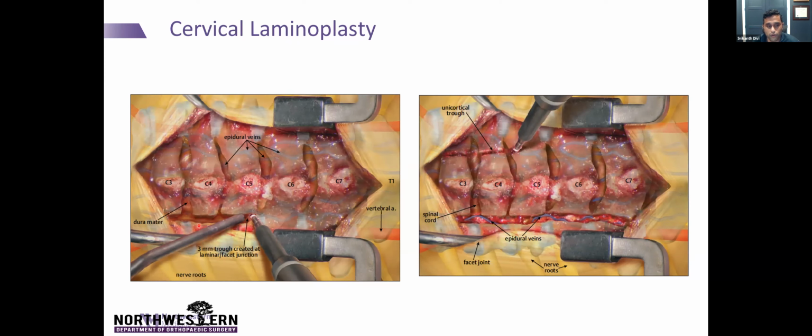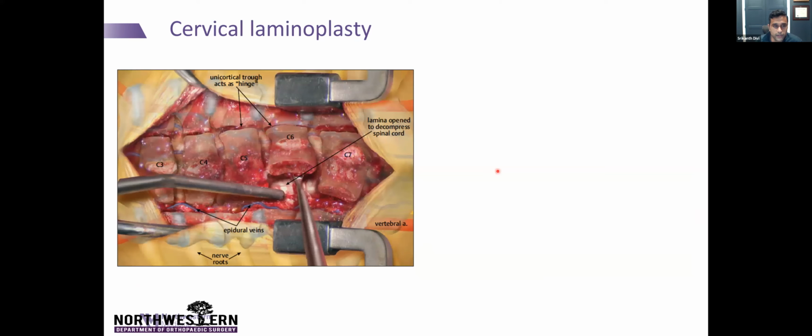So you create a trough all the way through the bone on one side, just like you would with a PCF. And then on the other side, you're creating a unicortical trough. So you're just breaking the dorsal cortex, getting through the middle cancellous layer of the lamina, the laminar lateral mass junction, and you're leaving the inner cortex intact, so you can kind of hinge it open. This is an example of after you create that unicortical hinge, using your curette to carefully elevate that lamina.